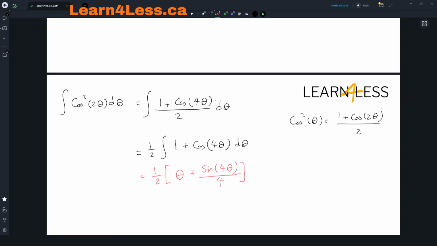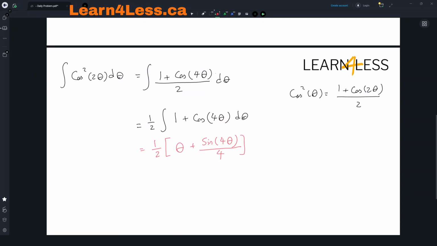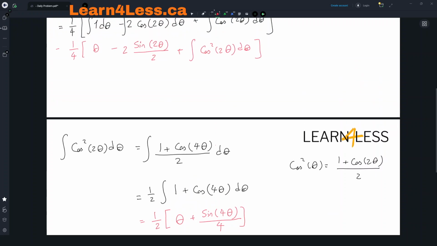Again, if you don't know it right away, there is no problem. You simply do the u substitution, and this would be your u. Now we have it half times that, and this is only this part. And we did it here.